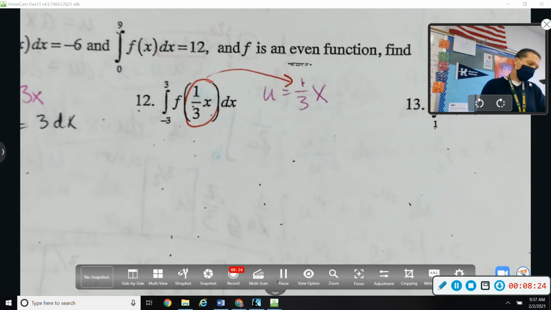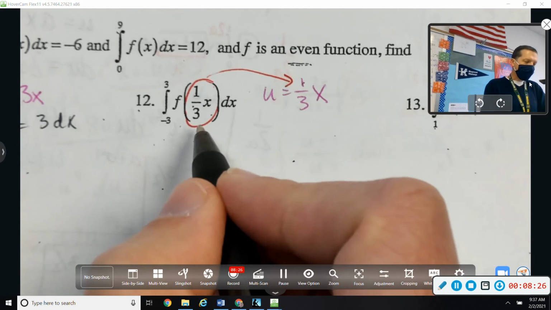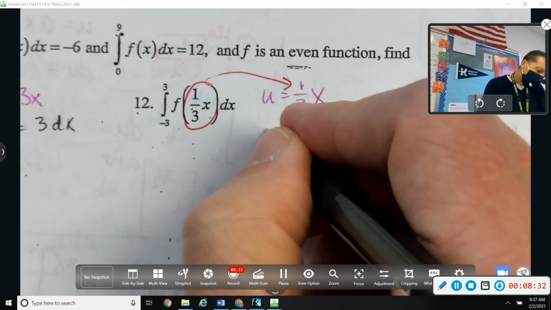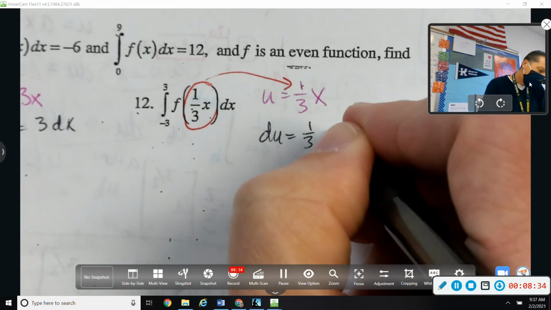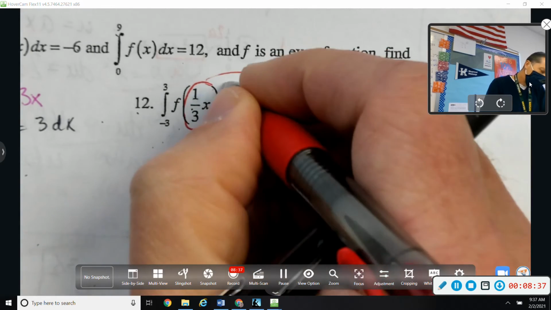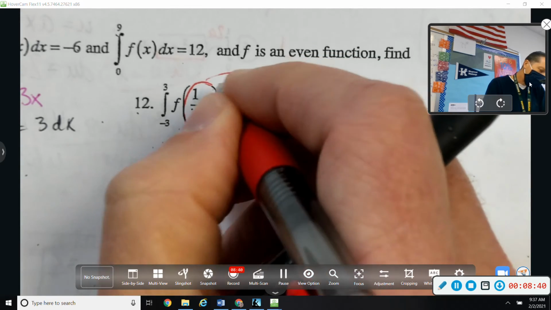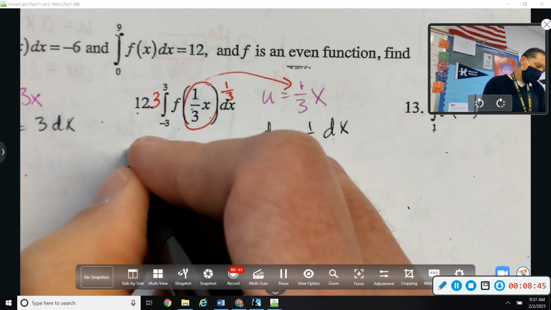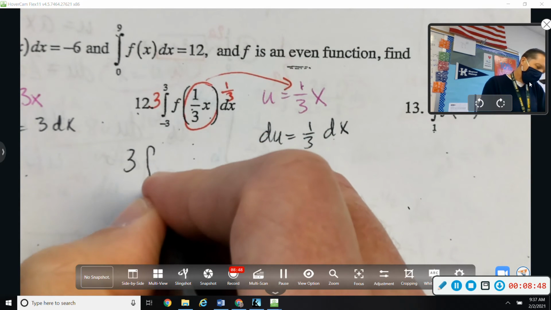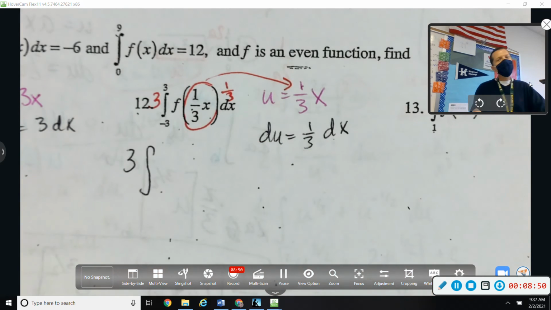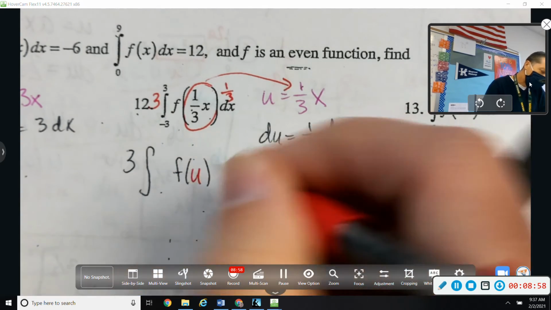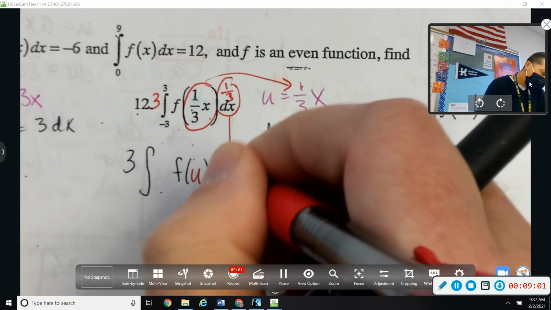Uh-oh, that might be another even situation since we don't have anything past 0 on our given information. All right, usually we'll let u be the inside stuff. Even when it's not written as f of something, usually u has been the inside stuff. So du is 1/3 dx. So I need a 1/3 on the dx to make du, which means I need a 3 out front. So 3 integral. I'm not going to put -3 to 3 on there because those are x values and I'm in the process of switching to u values. F of u du.